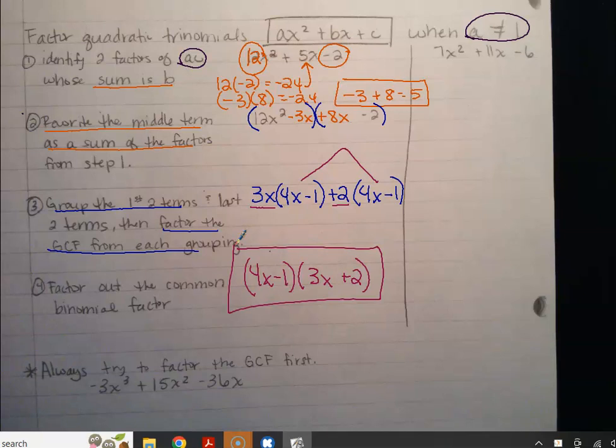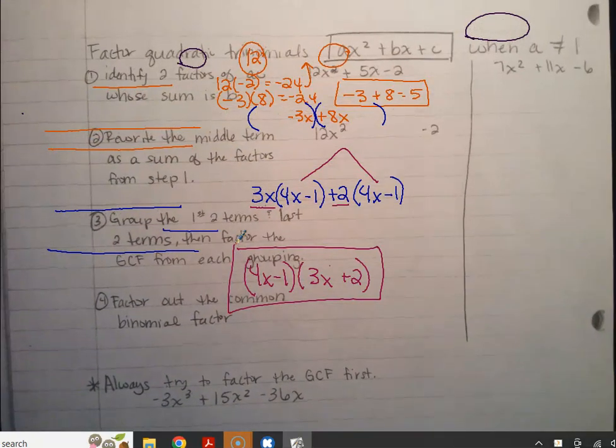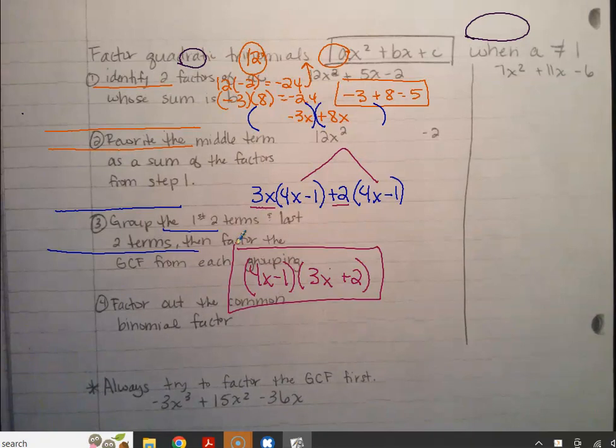7x squared plus 11x minus 6. I'm going to just slide my paper over there so I have some free space. Okay, so what 2 numbers do I multiply together? 7x squared minus 6. So I'm going to do 7 and negative 6. So 7 times negative 6 is negative 42. All right, so what are my factors of negative 42 that are going to give me 11?